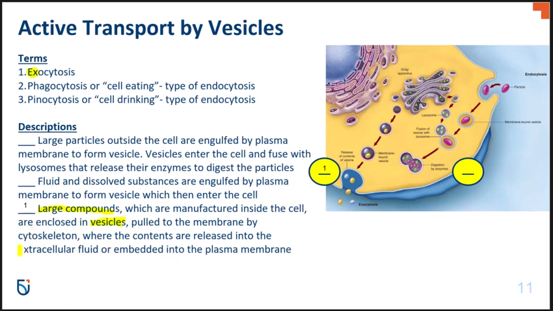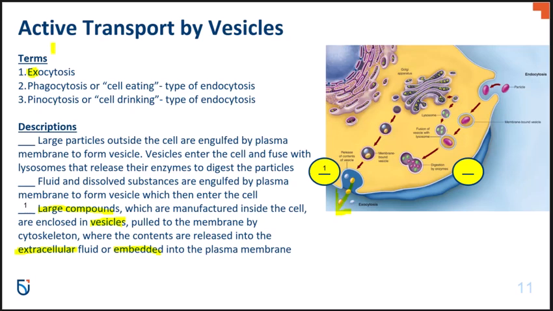And at that point, it will either be exiting and leaving the cell and becoming part of the extracellular fluid, or it's going to be embedded into the plasma membrane, depending on what it is. So that's shown here. This is showing you actually just exiting. So this could be a hormone that's leaving the cell and destined to end up in the blood.